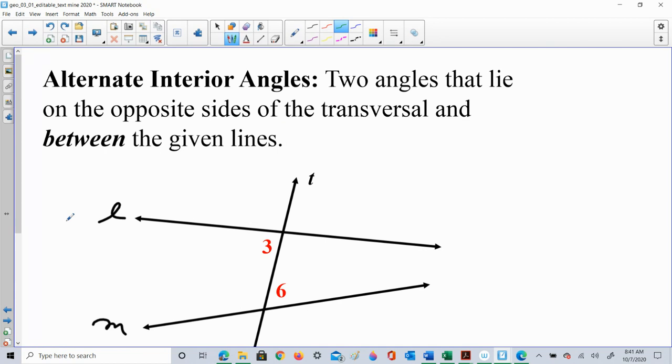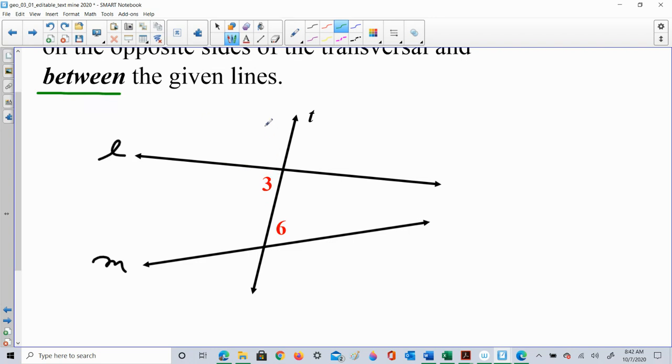Alternate interior angles. 2 angles that lie on the opposite sides of the transversal and between the given lines. This is important. Alternate interior angles. Alternate means to go back and forth. Interior means inside. So look at angle 3 and angle 6. Angle 3 and angle 6 are on opposite sides of the transversal, right? One's on this side and one's on this side, and they're inside of the two given lines. Both sides of the transversal inside of the two given lines. Alternate interior angles.